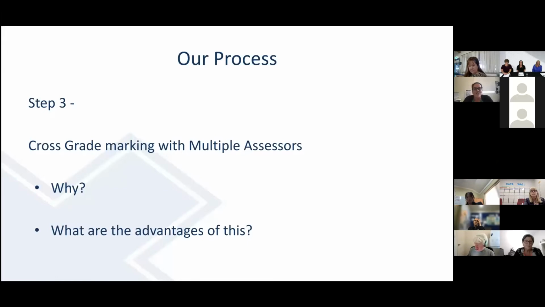So cross-grade marking, or the multiple assessors, we found started this really rich professional discussion. So teachers were saying things like, I noticed that in your expositions, you were starting with an emotive entry instead of just a rhetorical question. That was really effective. How did you teach that in your classroom, or what did that look like?